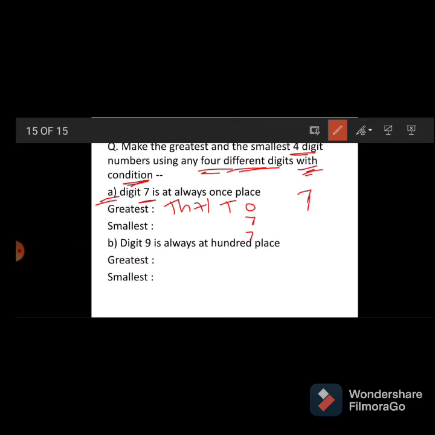And then for the remaining places, we can use any digit. Suppose here we write 8757. Then see here, also at the smallest number when we are writing, at that time also at the ones place 7 should be there. Then what do we have to write first? 5, 7, 8 and 7. This is the smallest, and use the same digits to make the greatest and smallest number. Okay, then see what the second condition is.